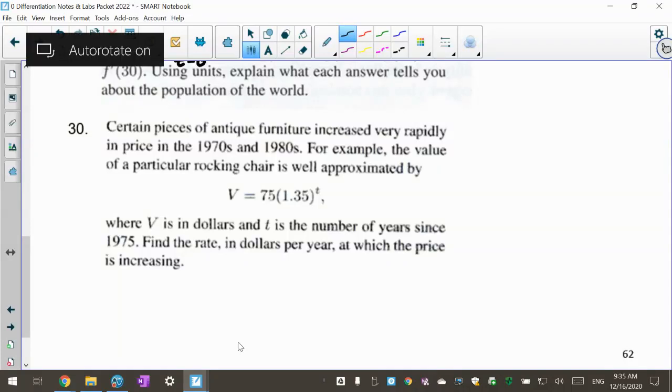Okay, this is the second video that goes with the exponential derivatives lab. I promised you I'd chunk it up for you so you wouldn't have to sit down for so long, but you can look at what you need. So this is number 30.